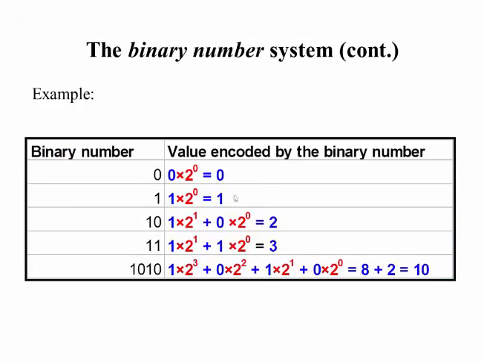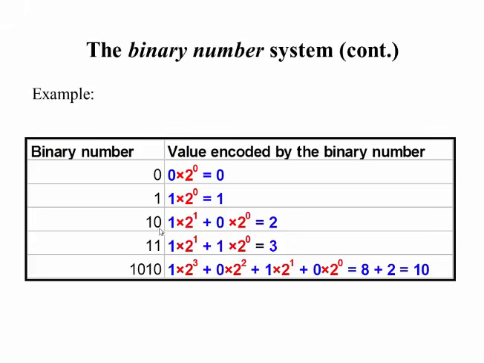So let's give you an example. For our binary number 0, it will be 0 multiplied by 2 to the power of 0, which equals 0. For our binary number 1, 1 multiplied by 2 to the power of 0 is equal to 1. Recall, 2 to the power of 0 is 1.